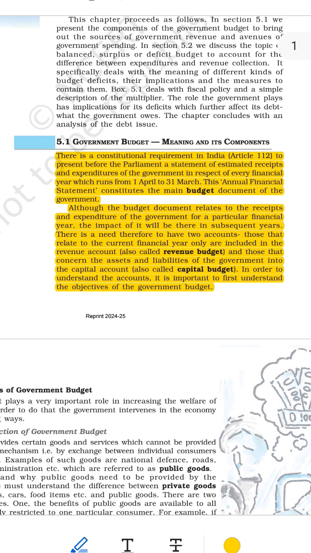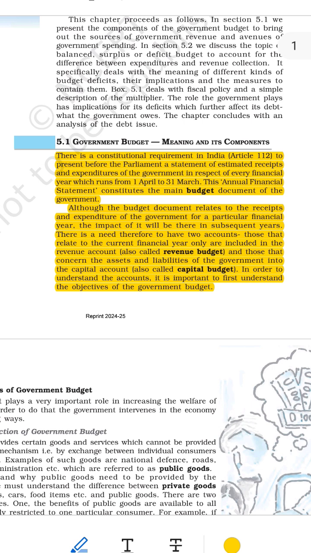How is the budget divided? The government splits its budget into two parts. One, revenue budget. This is for the daily needs of the country. It includes money earned and spent on regular activities. Think of it like your family's monthly expenses. Income, salary or rent. Spending, groceries, electricity bills, school fees.